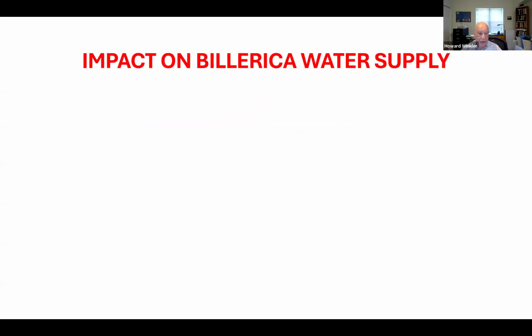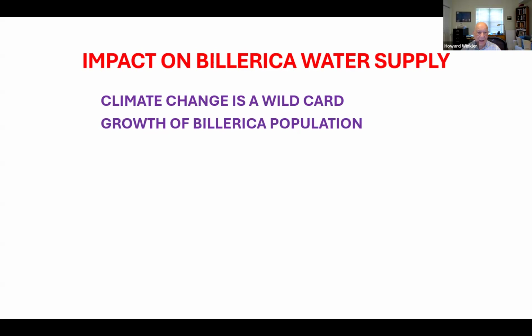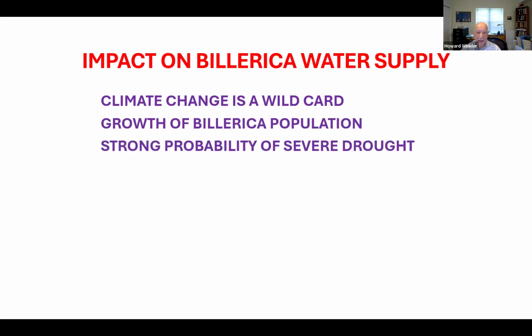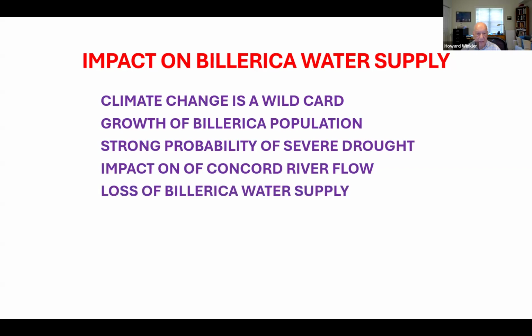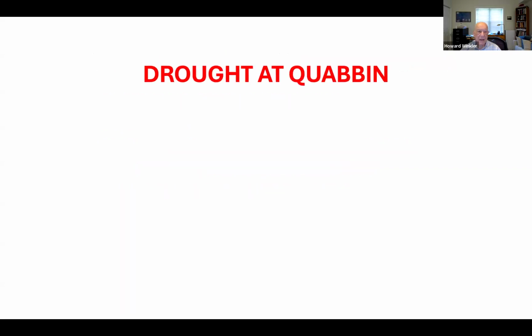Now, also very important, taking it from your table, the impact on the Billerica water supply. Climate change is a wild card. That has to be looked at. There's the growth of Billerica population. There certainly is a strong probability of severe drought because of climate change. And what is going to be the impact on the Concord River flow and the Billerica water supply loss?